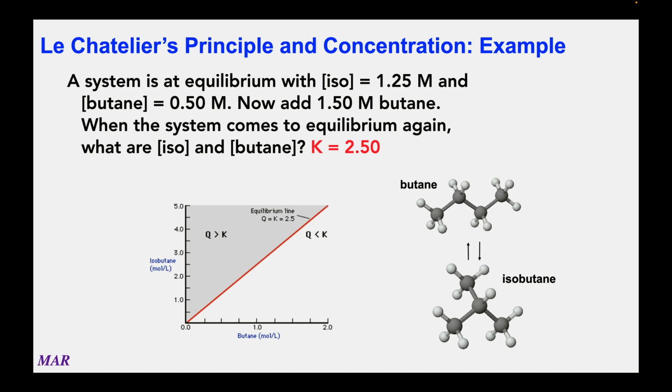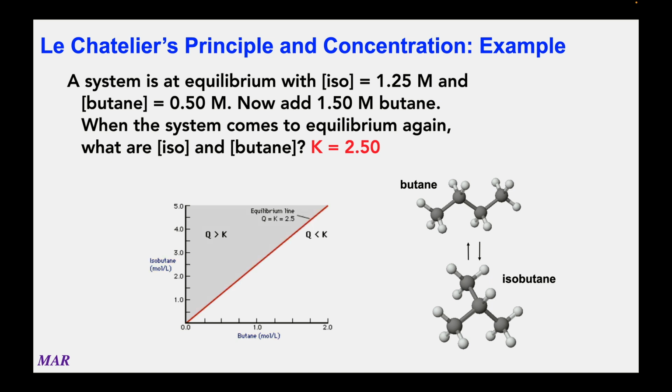Now, butane is a reactant. So the question comes then, what are the new isobutane and butane concentrations? Well, first of all, let's think about what's happening in terms of Le Chatelier's principle. We're adding a reactant, and the reaction will shift away from what you're adding. So since butane is a reactant, this should be a shift to the product. So our product, the isobutane, that 1.25 number should get a lot bigger here, and it'll do it at the expense of our new butane. But let's see how we would calculate this.